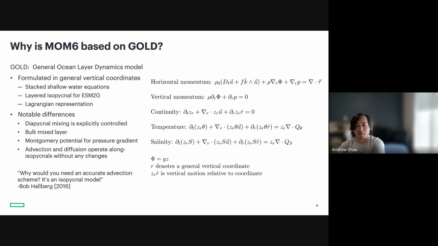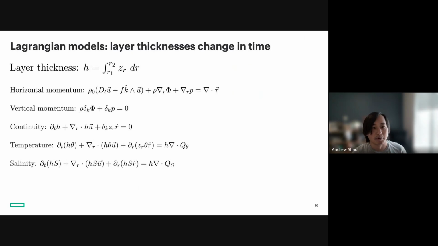You could take advantage of the fact that these are all isopycnal layers, so it simplifies the pressure gradient calculation, again, as Alistair mentioned yesterday, and that, again, the advection and the diffusion operate along isopycnals without any changes. Right? So this is a difference between virtually any other type of coordinate model where you have to do something special if you want to diffuse along isopycnal or isoneutral surfaces in the interior.